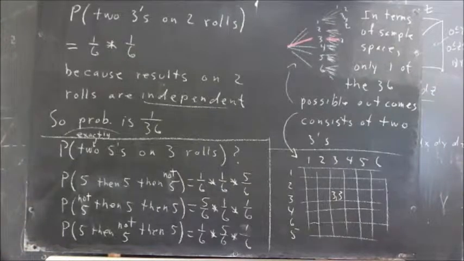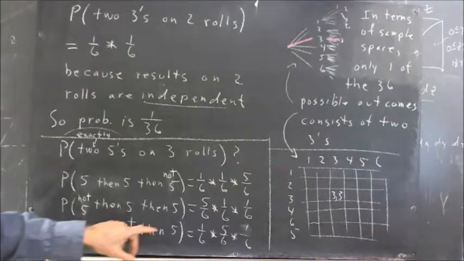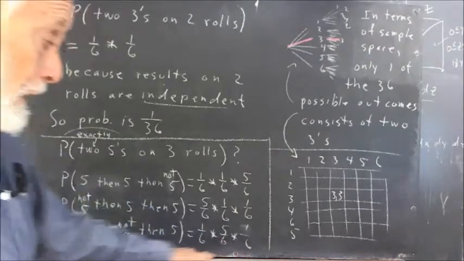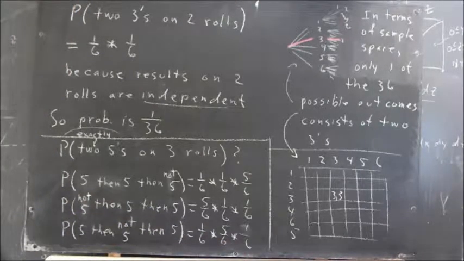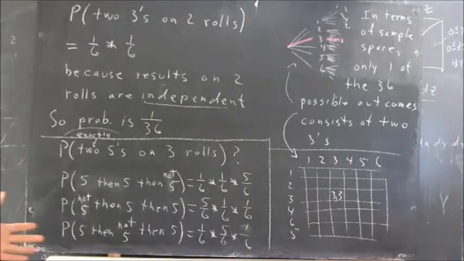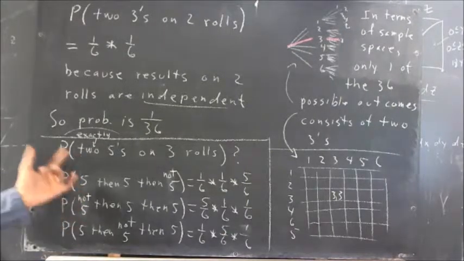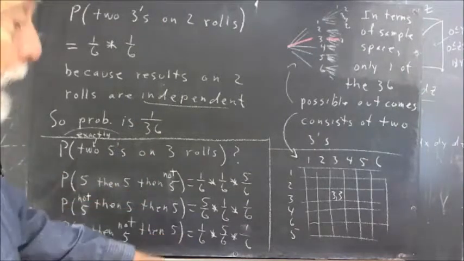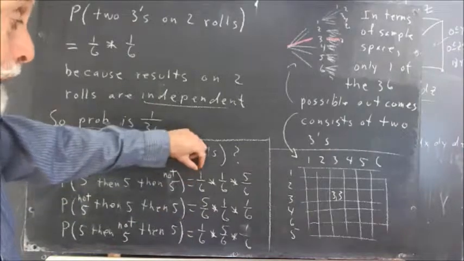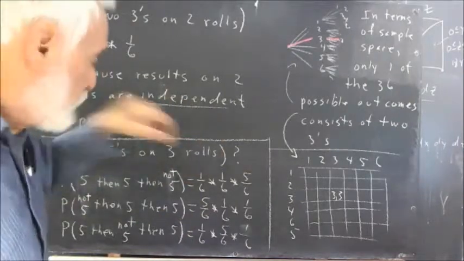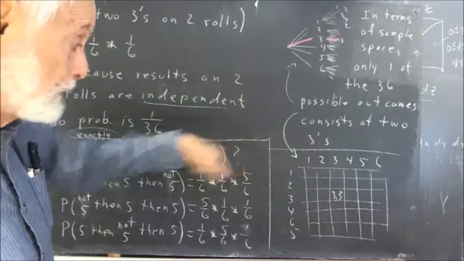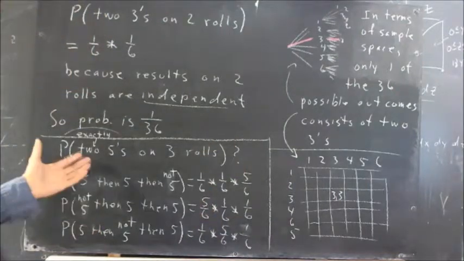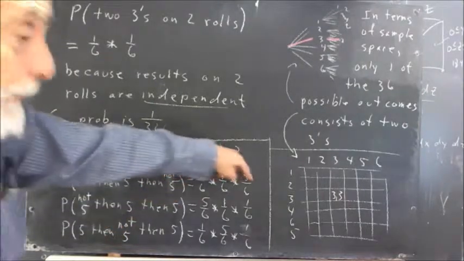It's also possible to get the 5, then the not 5, then the 5. And the probability is as you see here. So there are three ways to get two 5s on three rolls. And each of those ways has a probability that is a product of 1/6 and 1/6 and 5/6, maybe in a different order, but it's still the same three numbers. So the probability would be 3 times this.